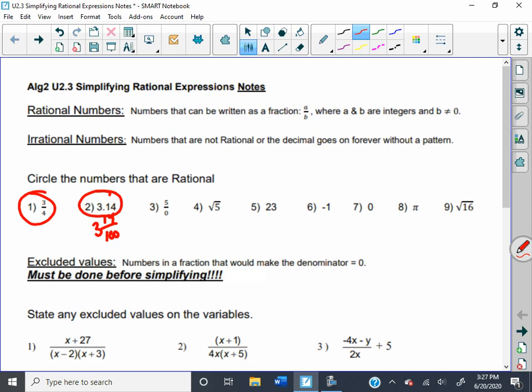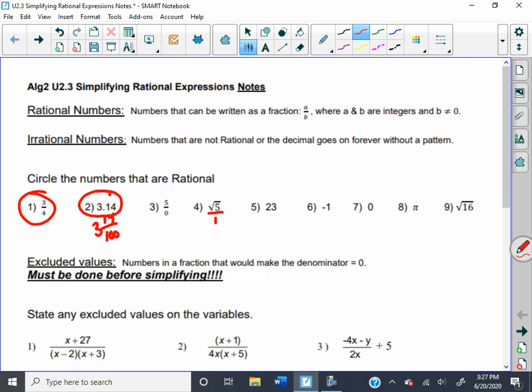And number 3, 5 divided by 0. Since it is a fraction, but since 0 is in the denominator, it's not rational. Number 4, square root of 5. Well, square root of 5 you could turn into a fraction. You know, you can just put it over 1. But because square root of 5 is not an integer, that means that the square root of 5 over 1 is not a rational number.